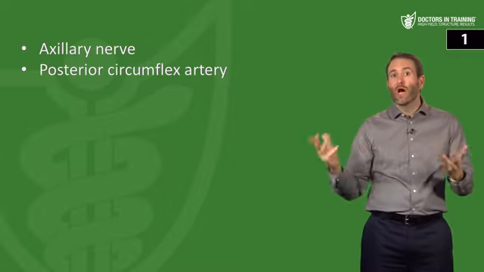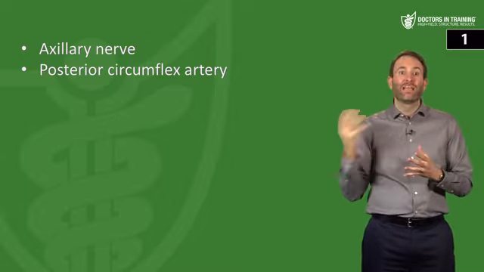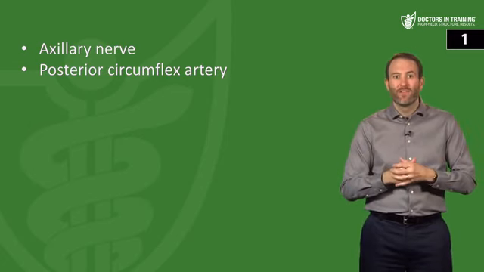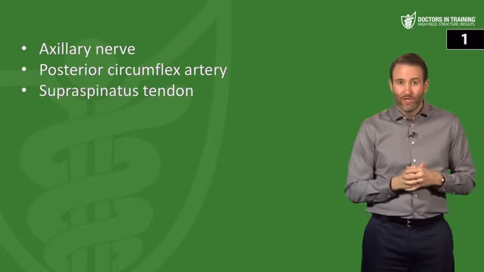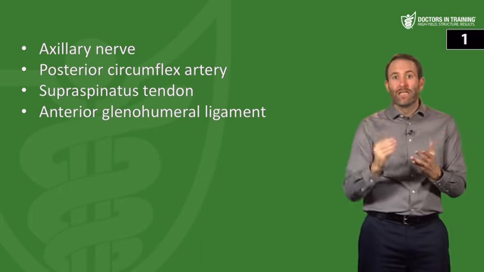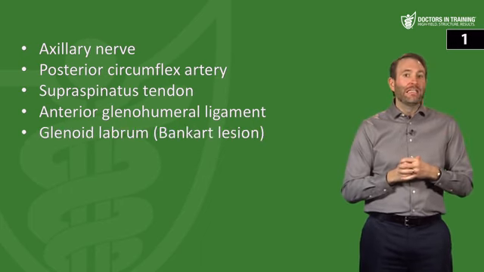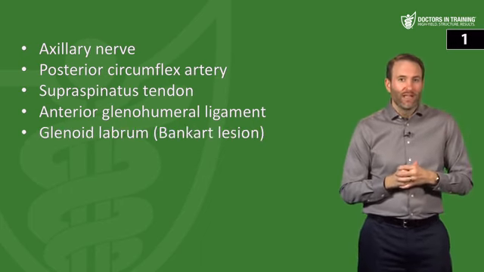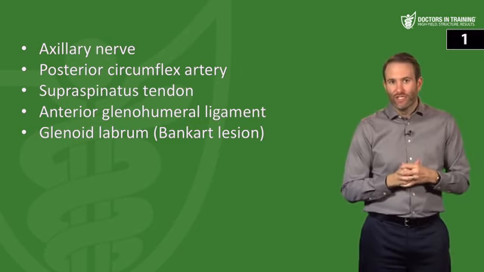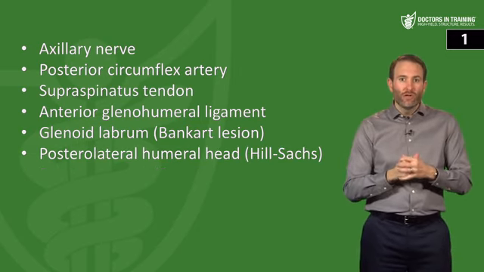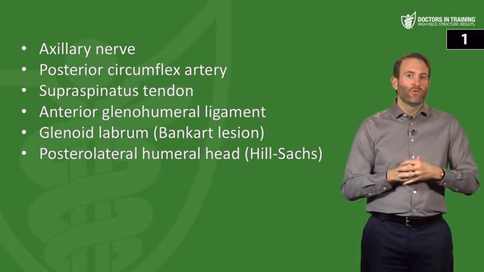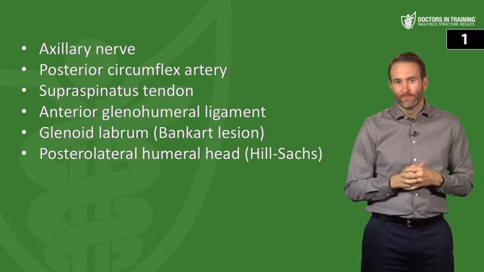Now additionally, what other structures might be injured in an anterior shoulder dislocation? So you've got to think about the supraspinatus tendon, the anterior glenohumeral ligament, and the glenoid labrum as well. That's considered a Bankart lesion. And if the posterolateral humeral head is injured, that's what's called a Hill-Sachs lesion.